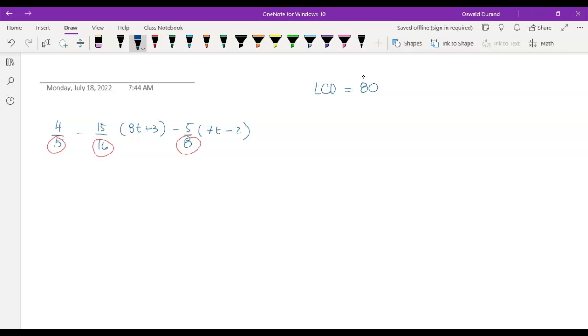we do not change them. You need to find an equivalent expression, right? So an equivalent expression means that the 4 over 5, the 5 over 16, and the 5 over 8 will change into a denominator of 80. Okay. All right, so what does that mean? So that means that the 4 over 5, right, will become a fraction with a denominator of 80.